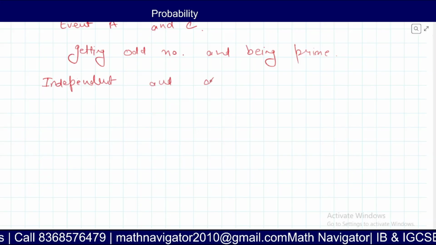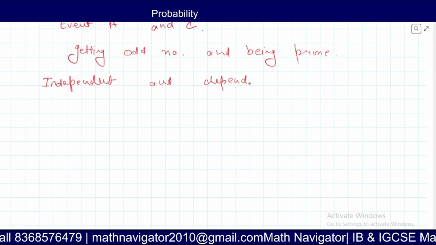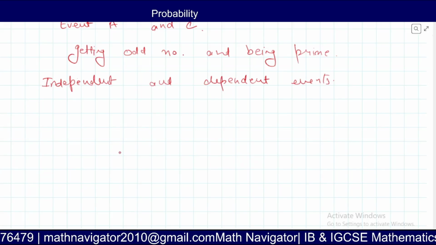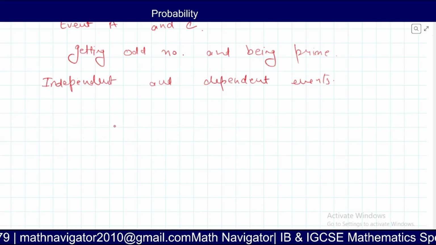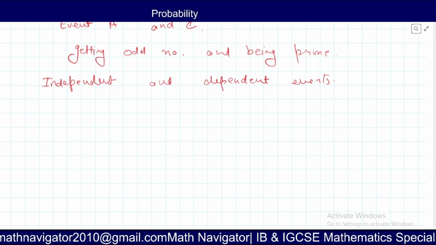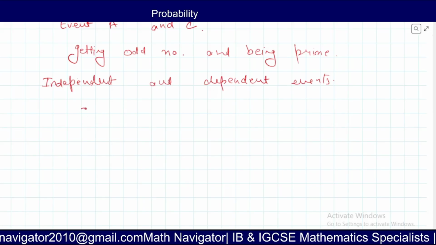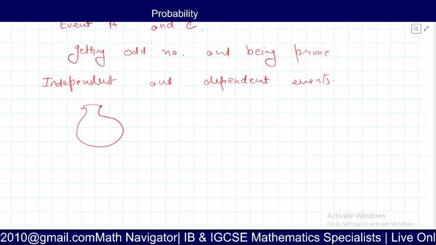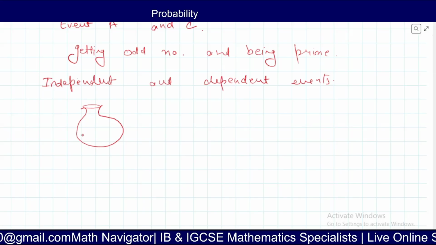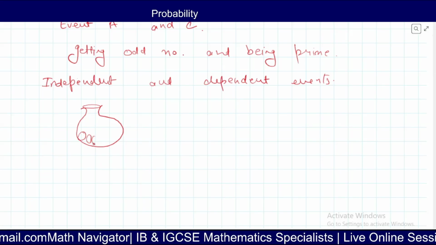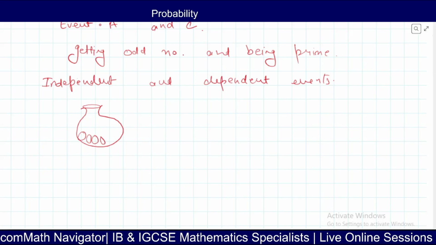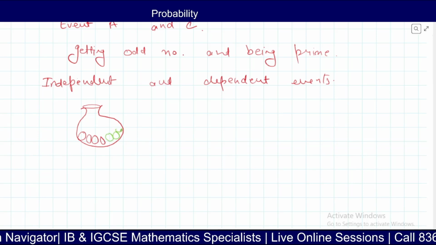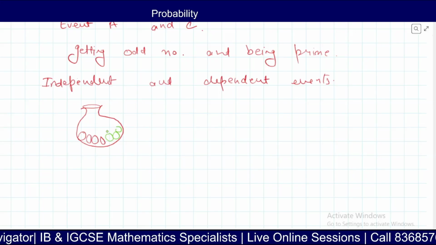And dependent events. What is the difference between independent and dependent events? This you will understand when I'm saying, let's say I have a bag of balls, right? In this, I have 4 red balls, right? And 3 green balls. Got it?